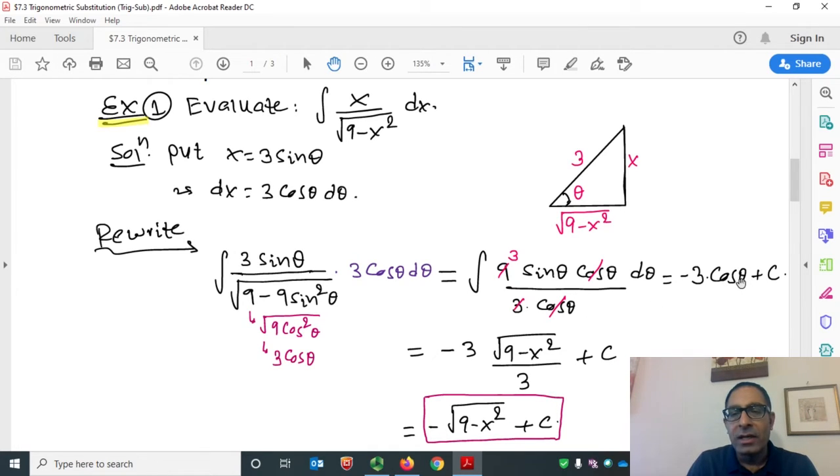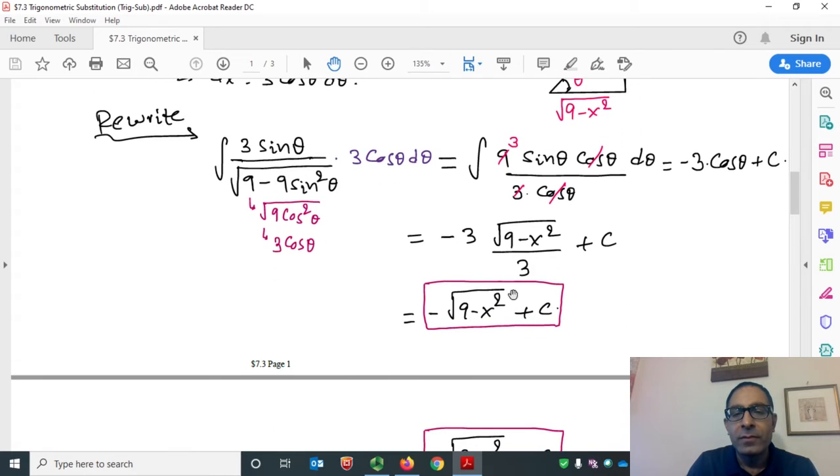Now I can pull theta from our substitution, which is sine inverse x over 3, but I rather use this triangle to write the theta in terms of x. So from this triangle, cosine theta is base over hypotenuse, so radical 9 minus x square over 3, so I put it here, and plus c. Simplify this, cancel 3, so what's left? Negative radical 9 minus x square plus c. Awesome. Now let's move on.